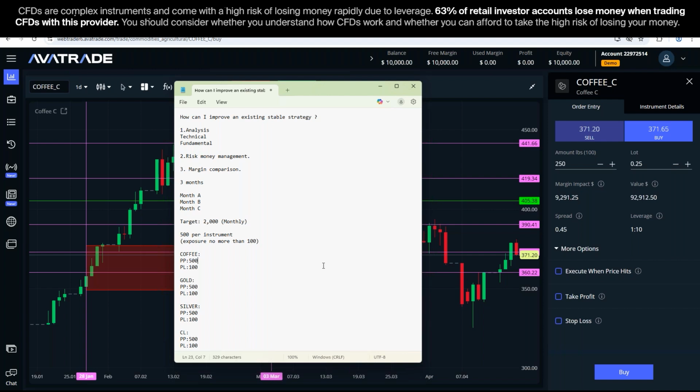And of course, if we're using stop loss in an existing stable strategy, we need to know what the stop loss can lead us to potentially lose. So those three, we'll delete that because I don't want you guys to be confused. Maybe we'll put this in brackets. We'll put this in brackets just a second.